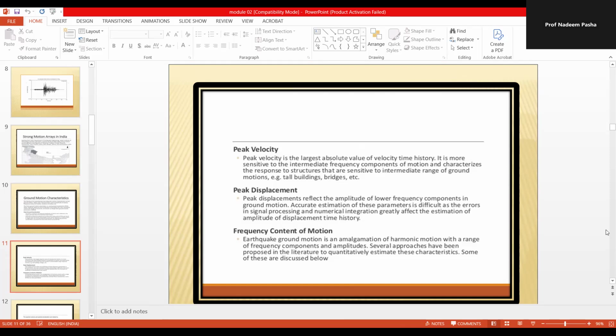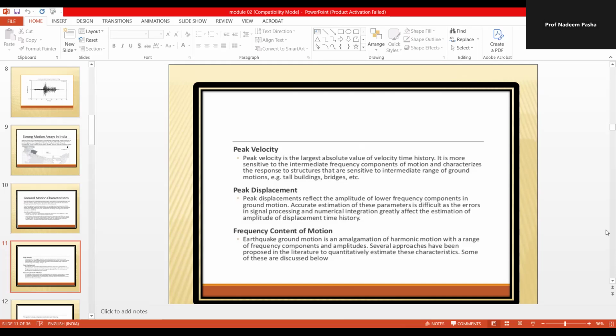So, in order to understand peak velocity in detail, assume tall buildings or bridges. What will happen when an earthquake takes place? These are the buildings which are more prone to earthquake. But if the peak ground velocity of the earthquake is less than the bearable peak ground velocity of the structure, it can withstand it.